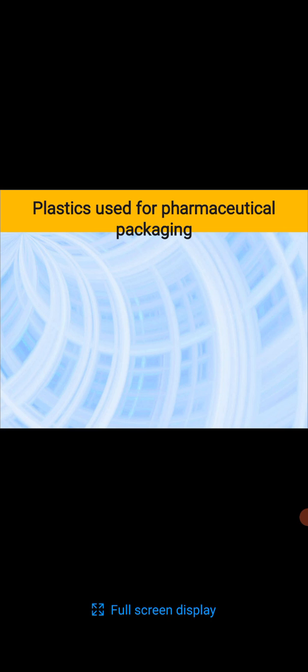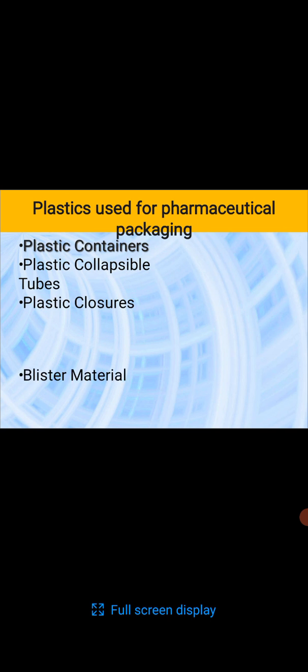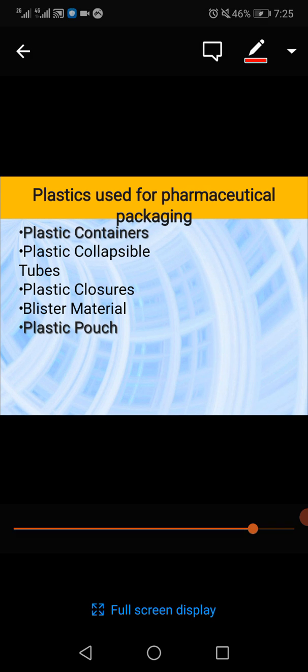Plastic used for pharmaceutical packaging: plastic containers, plastic collapsible tubes, plastic closures, and blister material, plastic pouches.